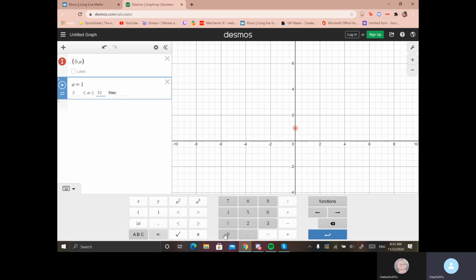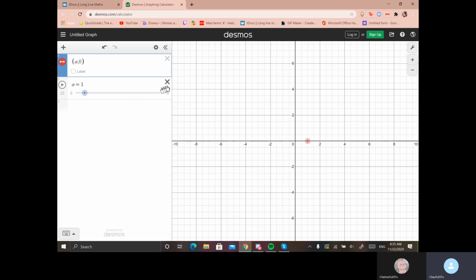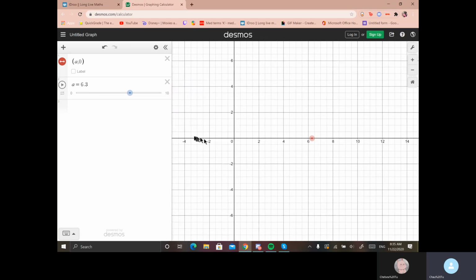Oh, hang on, Chelsea. Our coordinates should be a, comma 0, not 0, comma a. Sorry. Wait, what? A, comma 0. It should be a, comma 0. Yeah, and then slide it back and forth. So that's going to represent our width. Okay, we can move it from 0 to 10.